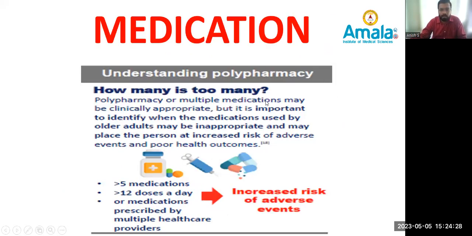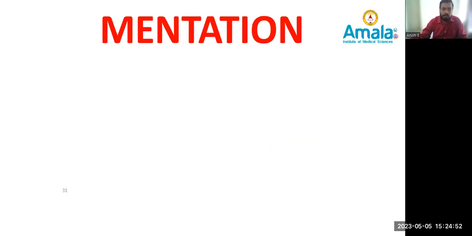Medication, I said, there will be polypharmacy. How many is too many? And polypharmacy is defined as 5 or more regular medications that they take. And it is said that the 6th regular medication increases the risk of adverse events. And you would definitely be able to relate this to one of your relatives, your parents, or your grandparents. They are having these problems of multimorbidity and polypharmacy.